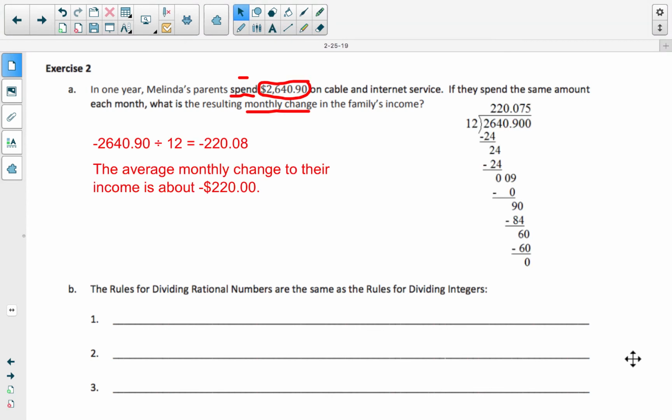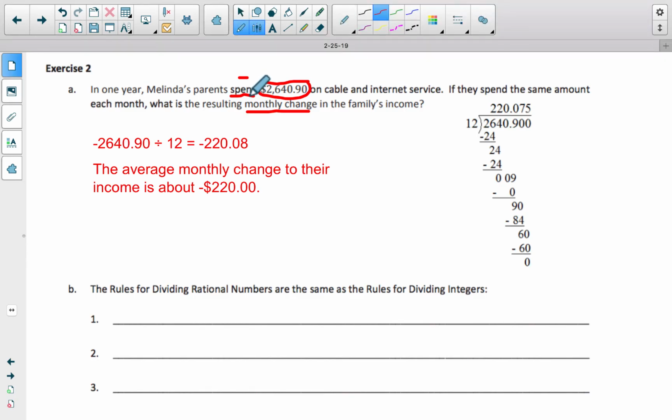For exercise 2, you should have got negative $220.08. Spending money is a negative value, and they spent that much in a year. There are 12 months in a year, and because we want their monthly change, or how much it's changing each month, you would divide the yearly amount by 12.